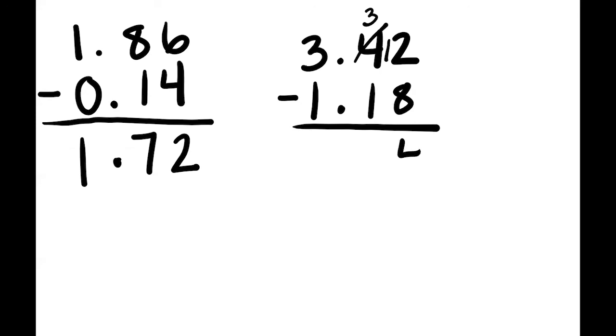Again, 12 minus 8 is 4. Then I have to remember I'm using this 3. 3 minus 1 is 2. Bring down your decimal. 3 minus 1 again is 2. There you go. Okay, so as I continue, I'm not going to be using those little marks, but again, it's not wrong if you want to use them. Okay, let's get rid of these and let's do just a couple more together.